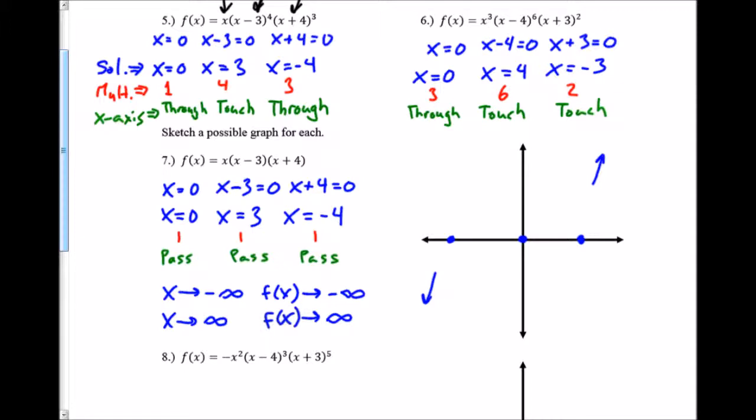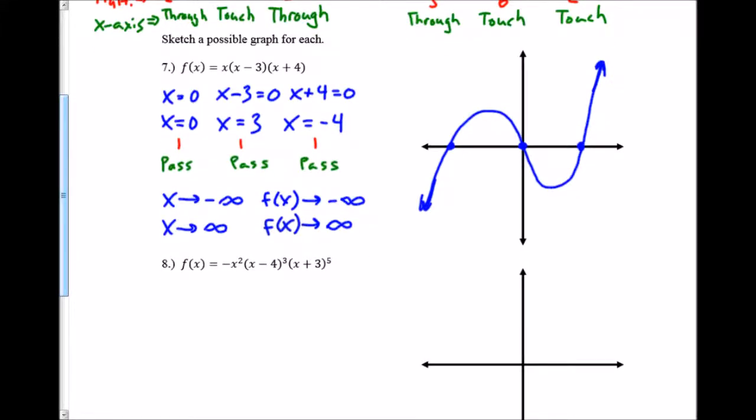And then because of my multiplicity, I know at this x value of negative 4, I should pass through the x-axis. At 0, I should pass through. And at 3, I should pass through. So my function is going to look something like this. Okay? So that's how we use the x-intercepts, the multiplicity, and the end behavior to draw a quick sketch of these things. Number 8 is going to be this, very similar.